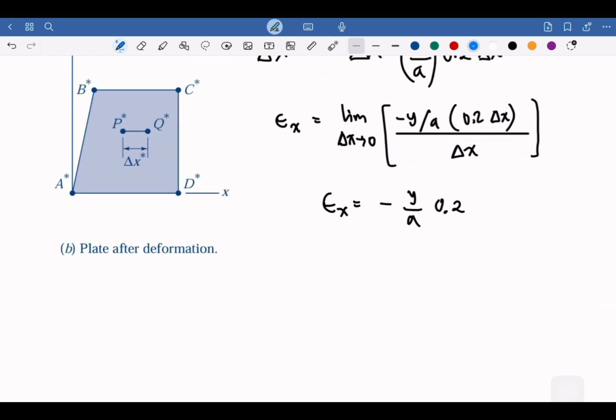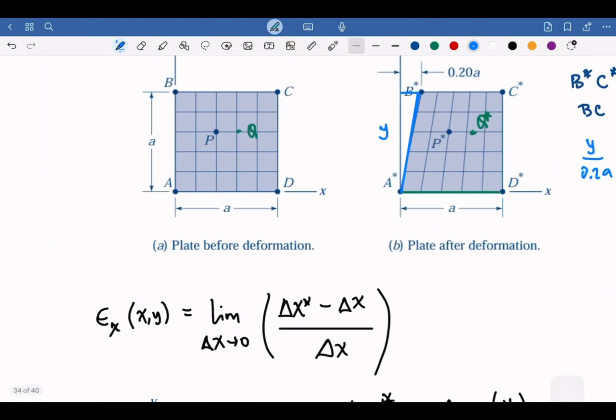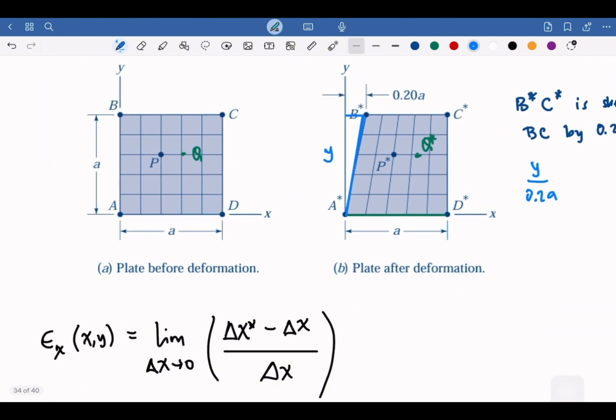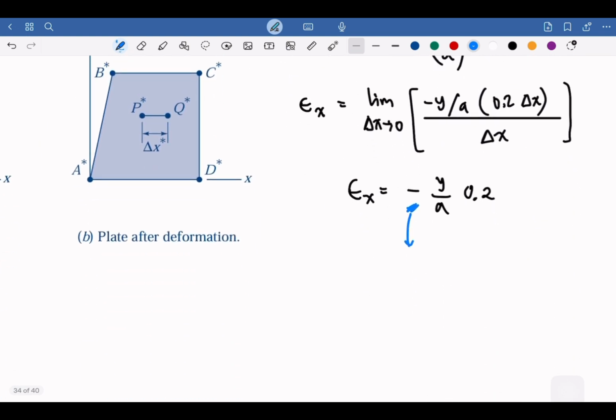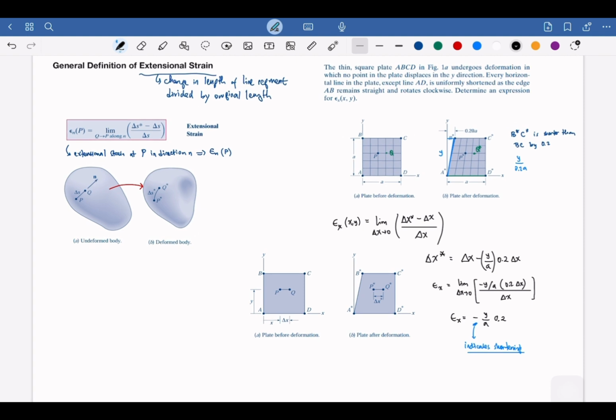And you will see that the answer is having the negative sign, which means that it's true that we have the strain shortened. Okay, so the negative indicates shortening. Okay, so that's the definition for the extensional strain.